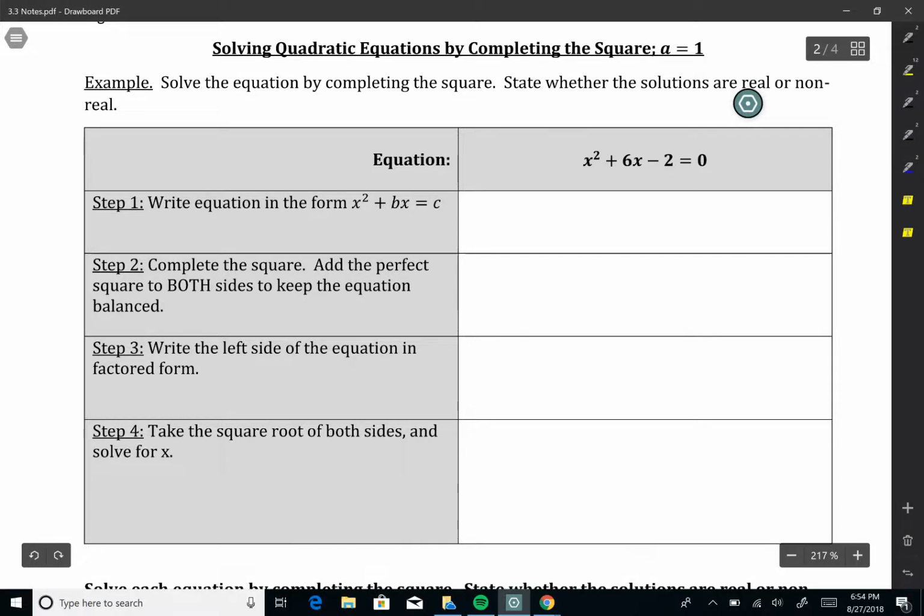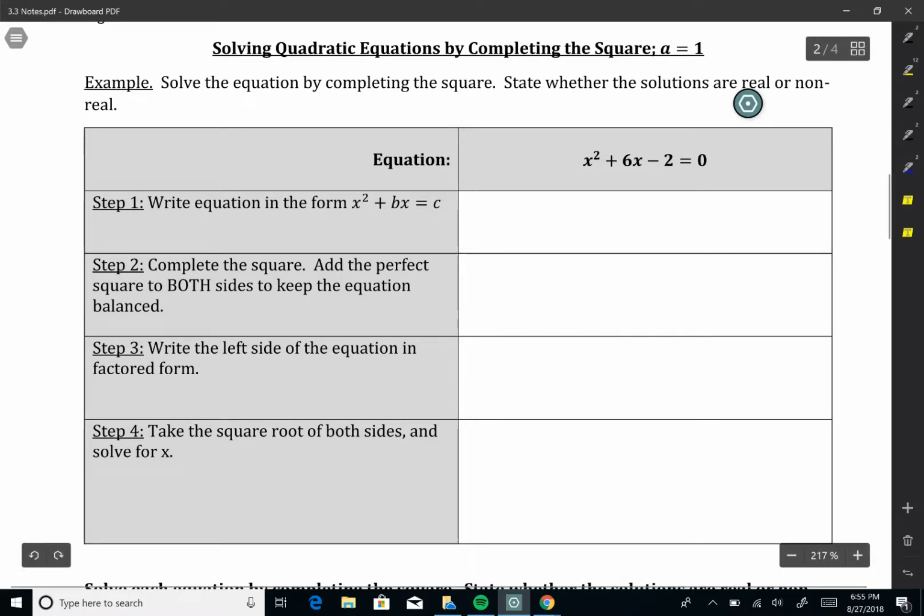All right, we're back, and now we're actually going to solve equations by completing the square. So I have this first example here with the table because it has all the steps in it, in case you forget what the steps are, so you have this right next to you when you work on your problems. Solve the equation by completing the square, then state whether the solutions are real or non-real.